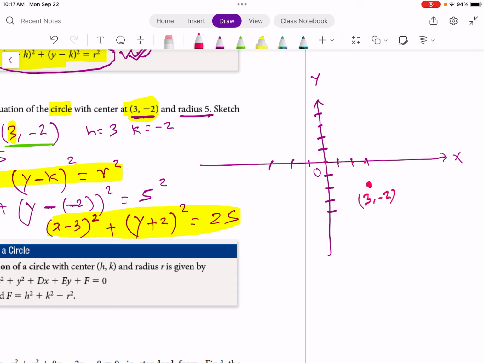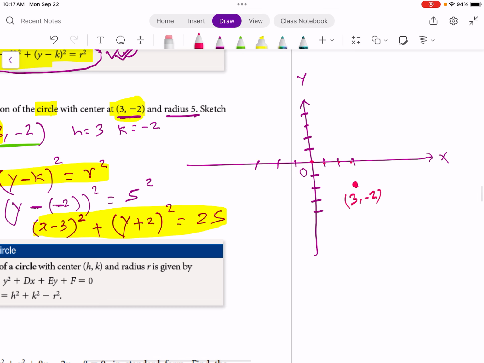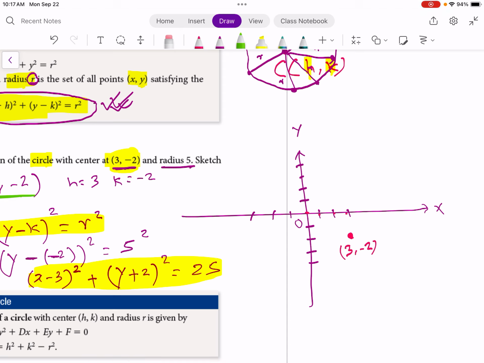Now from this center, let's find a few more points. Okay, so radius is 5 means what is the radius? If we have a circle, this is our center, what is the radius of this circle? Radius is the distance from this center to one point on this circumference, on this circle, right? So this is our r. If you take this distance, it's also r. So every distance from center to the circumference is r. So this is also r.